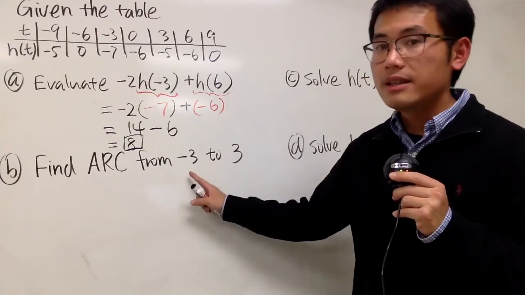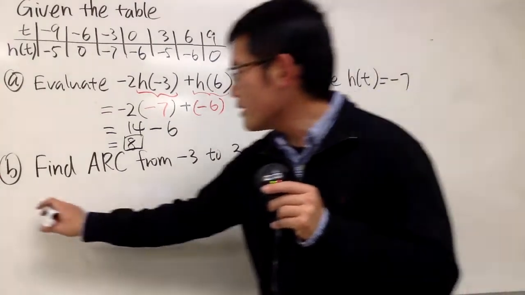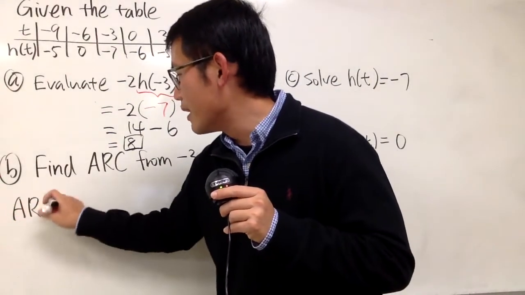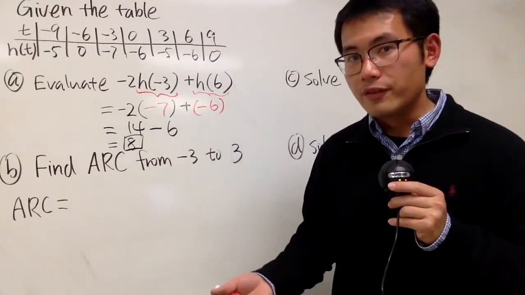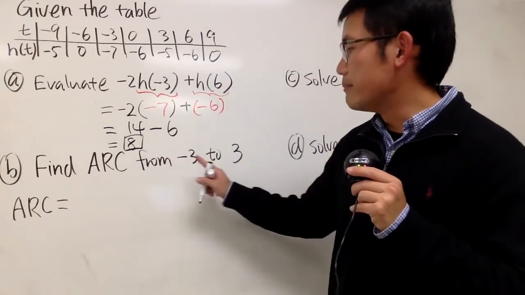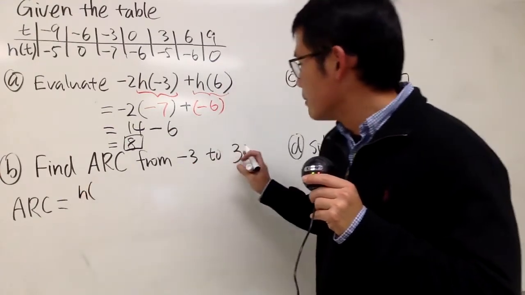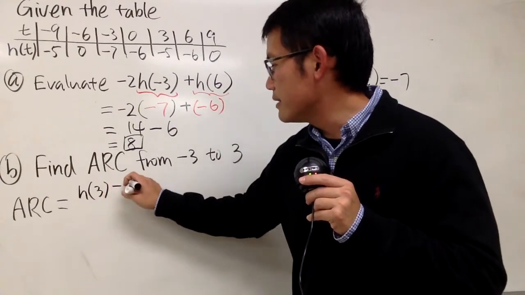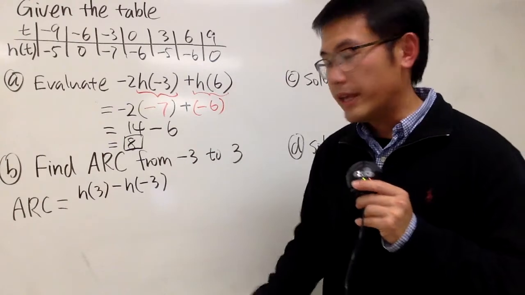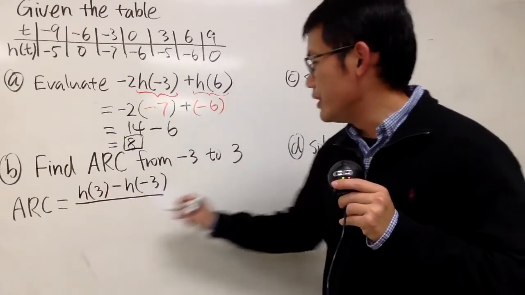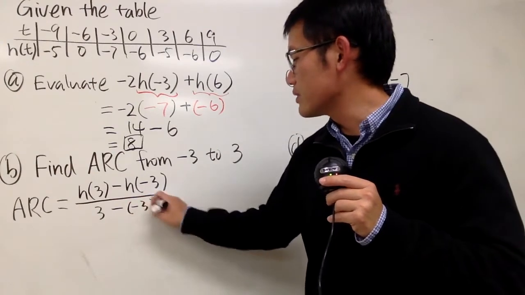Part B, we are going to find the average rate of change from negative 3 to 3. And again, this will be the input values from negative 3 to 3. All right, here we go. Remember the formula for the average rate of change. Well, we have to find the value of the function first at 3 and then minus at negative 3. So I will just put it down as h of positive 3 minus h of negative 3, like this. And then don't forget, we have to divide it by 3 minus, and this right here is another negative, so it looks like this.